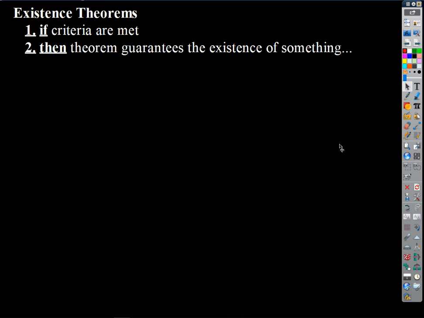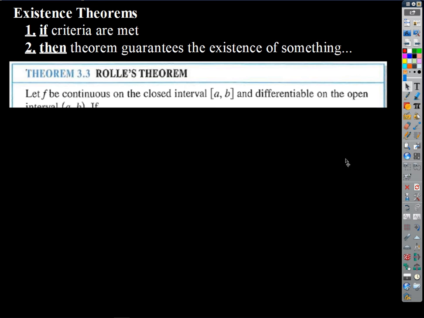That's it. It doesn't really give us a value, or tell us anything absolutely profound that we can apply directly to an individual problem. It just tells us if it's worth looking for something. If we meet these criteria, then it guarantees that it's there. Then we can go find it using calculus and algebra. So the one we're going to look at today is, there are two of them.